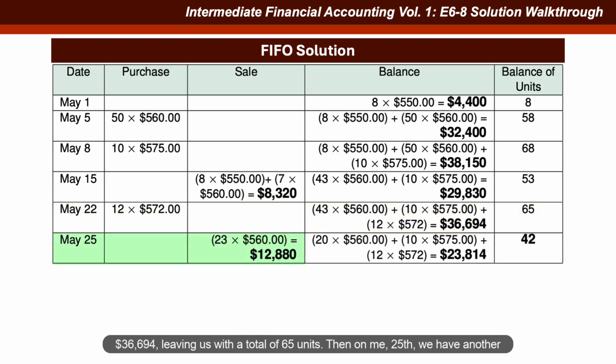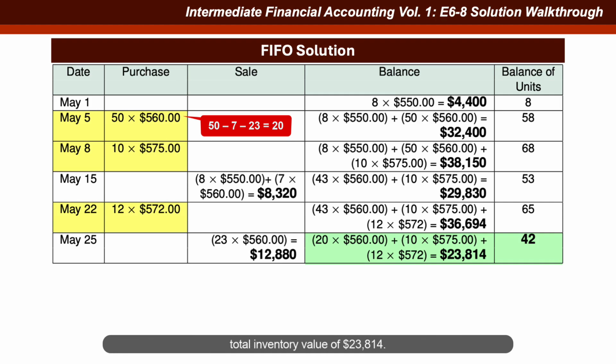Then on May 25th, we have another sale of 23 units, all of which would have come from the existing batch of inventory that was purchased on May 5th at $560. Because there's 43 of those that remain after the last sale. So the total cost of goods sold is $12,880. This leaves us with 42 units in inventory, consisting of 20 units from the batch that was purchased on May 5th at $560, plus all 10 from the batch that was purchased on May 8th at $575, plus all 12 of the units that were purchased on May 22nd at $572. So it's a total inventory value of $23,814.